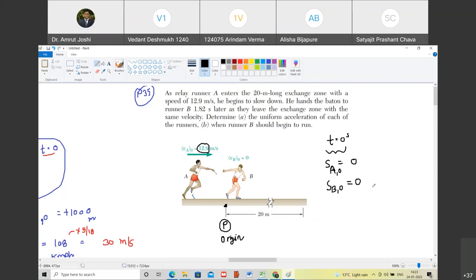Now, runner A is slowing down. And runner B is speeding up. So I will call the acceleration of runner A as a_A. We know that it is negative, but we will not make any comment on that. And the acceleration of runner B as a_B. And these two are uniform accelerations because the problem says so. Are you with me? These are uniform. That means they are constant accelerations.